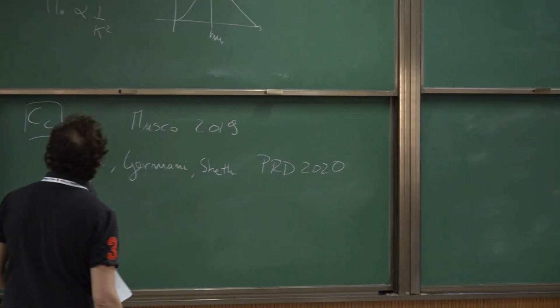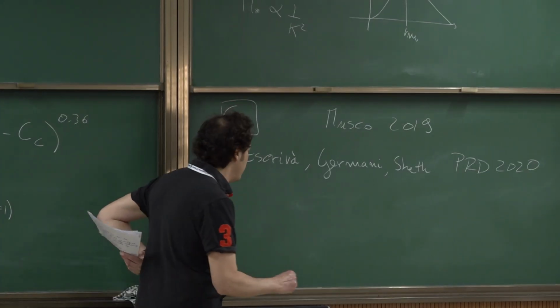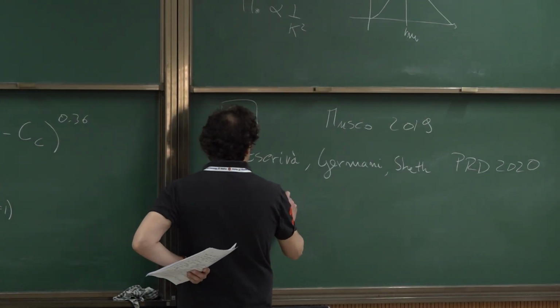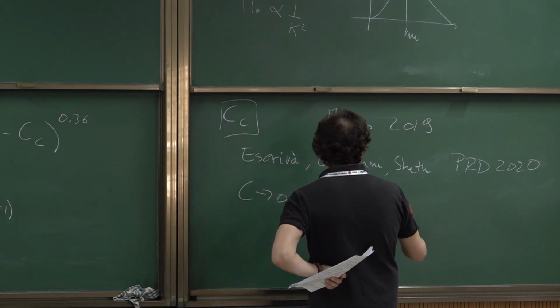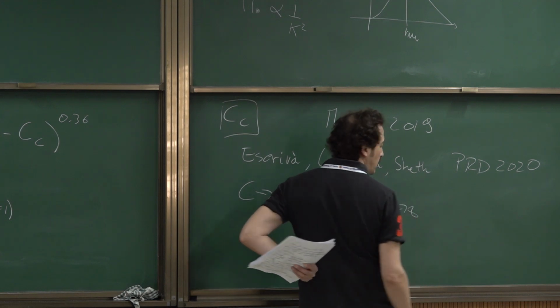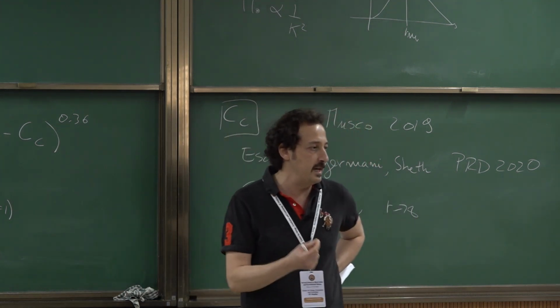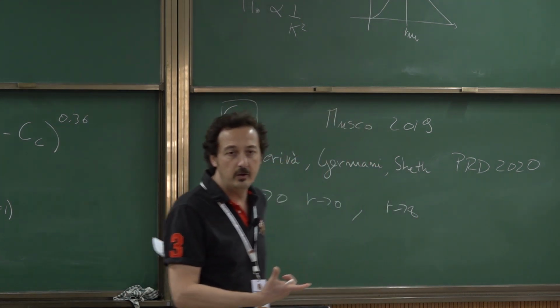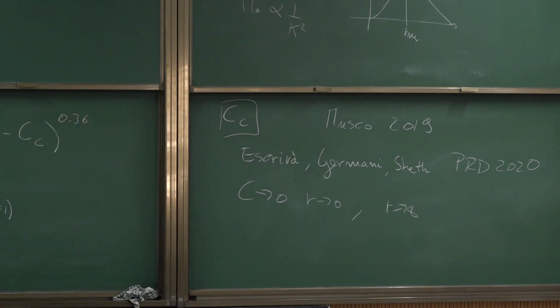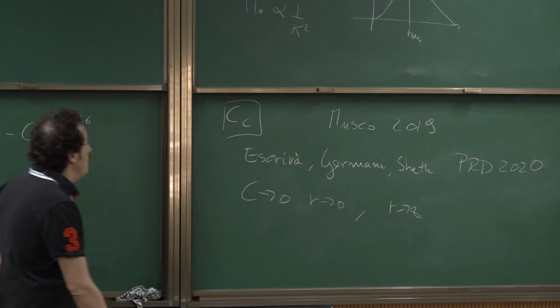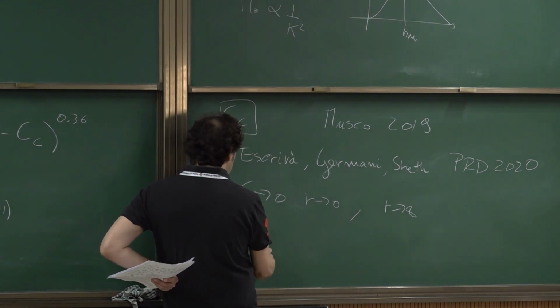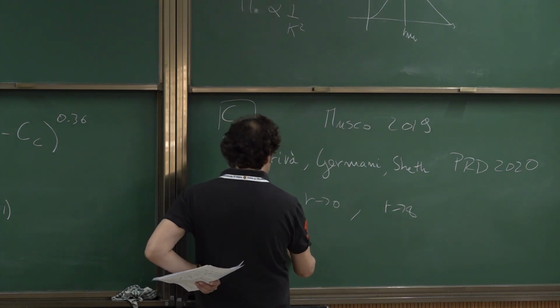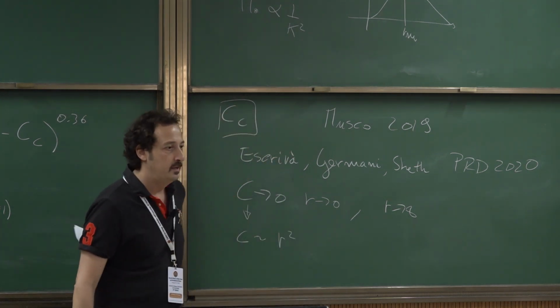So first of all, we have some conditions that we already said: C has to go to 0 for R going to 0 and also for R going to infinity. This is the physical condition that at the center the gravitational potential is 0 and also at infinity. Now, one finds from gradient expansion that the compaction function goes to 0 like R squared.